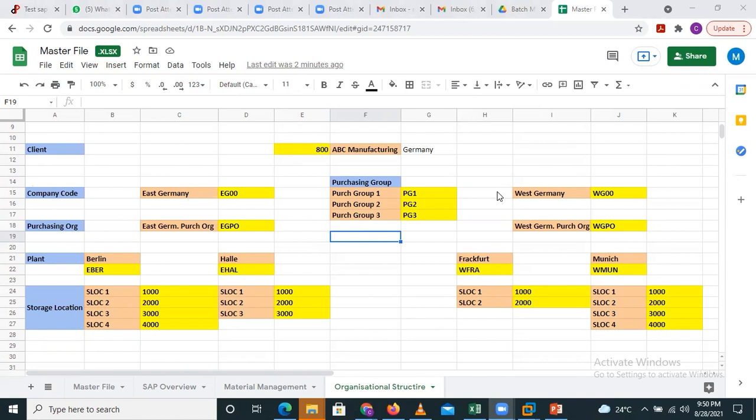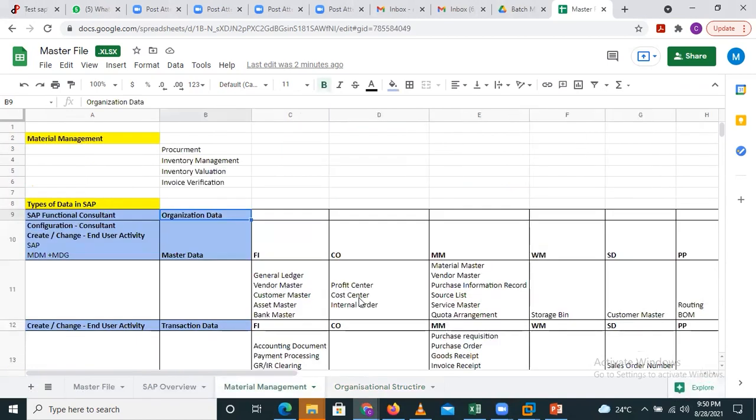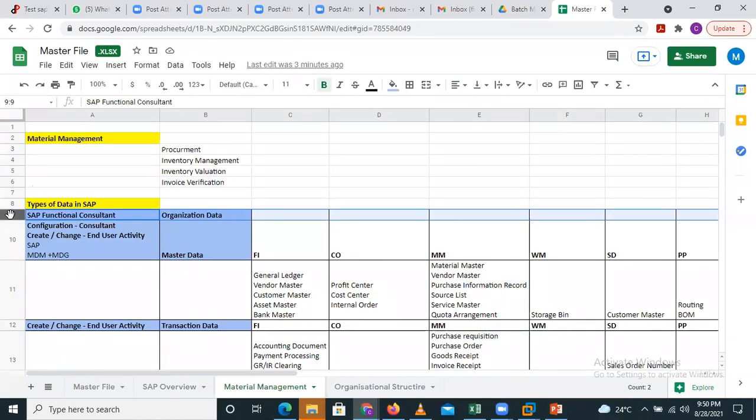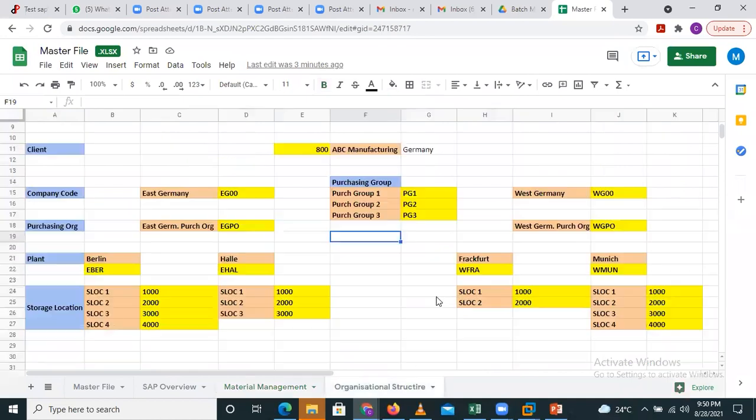So apart from this information, profit center and cost center will be taken care of by the FI team, right? That is master data. Profit center, cost center, those are the master data, not the organization data. We are discussing the organization data, this first one. So profit center, cost center, general ledger, material master, vendor master, those are all master data. Then purchase order, sales order, purchasing payment, transfer requirement, transfer order, those are all transaction data. What we are discussing now is the organizational data, the organization units which we have in our particular organization. That information we are mapping now.